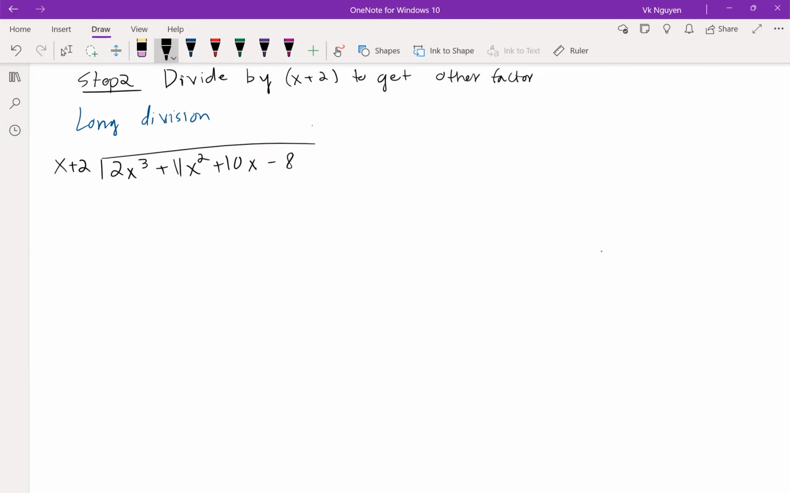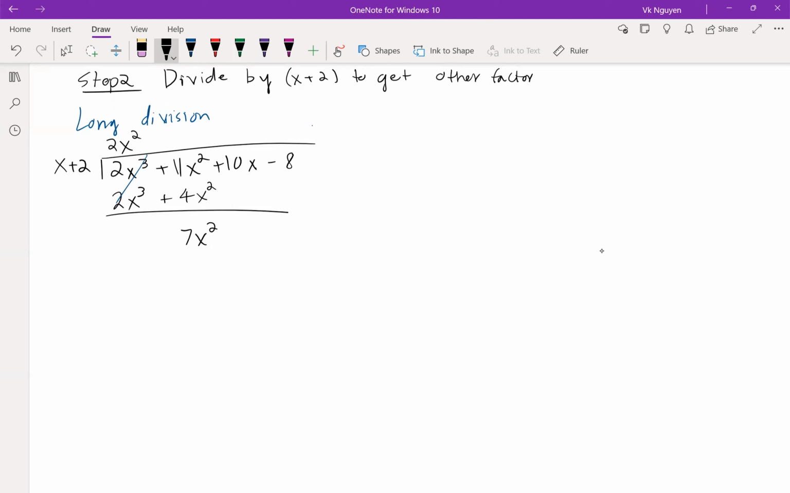2x squared times. 2x squared times x is 2x^3. 2x squared times 2 is 4x squared. And then we do the subtraction. We subtract. Cancel out. So we have a 7x squared.